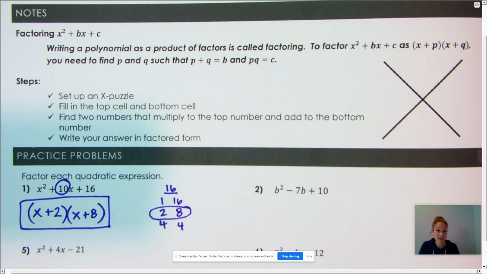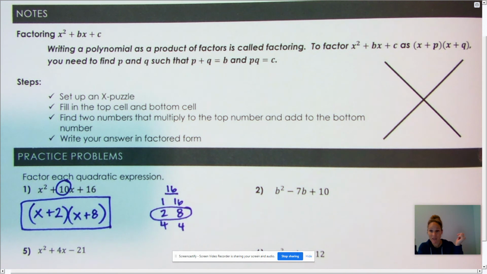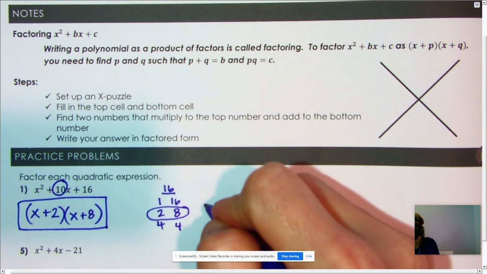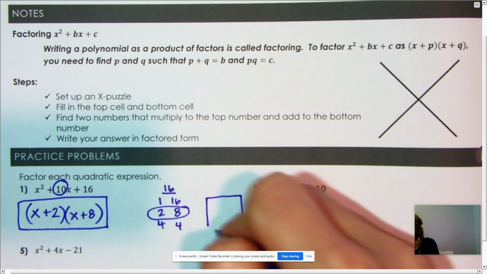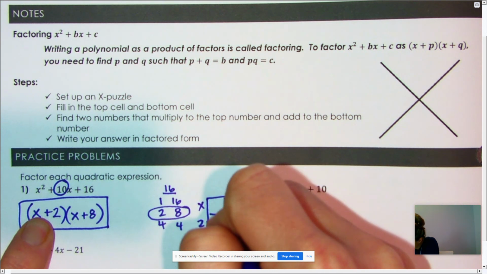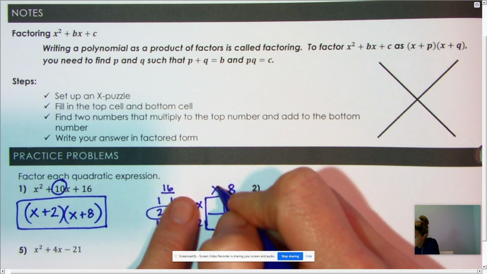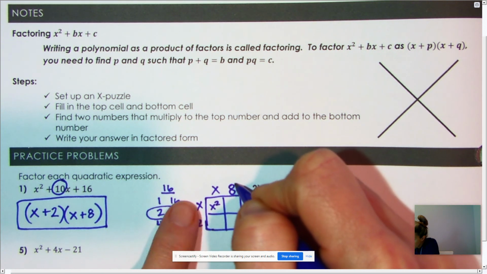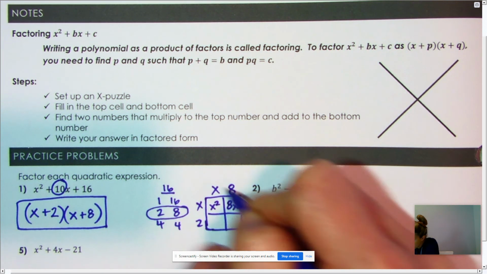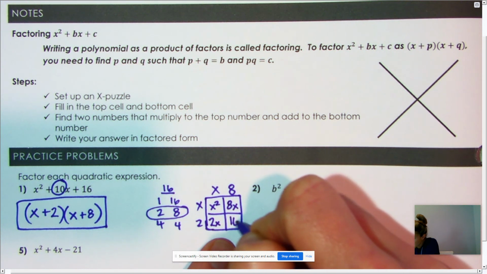You can check your answer by doing the box. Remember when we were multiplying them and we used the box, or you could FOIL or repeated distribution. I'm going to check my answer here. I had x plus 2 and I have x plus 8. So I have x times x is x squared. X times 8 is 8x. X times 2 is 2x. And 2 times 8 is 16.